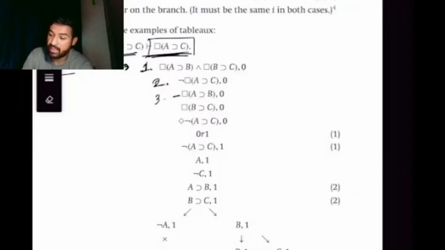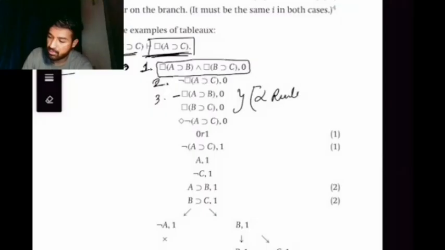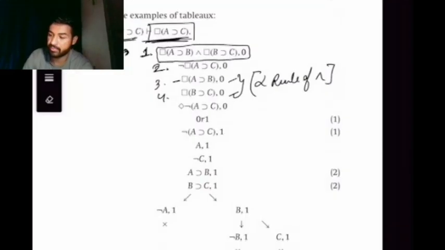So the first step was writing the premises, the second step was negating the conclusion, the third step is applying the alpha rule of conjunction on the first step. By applying the alpha rule of conjunction, I write this and this, the third and fourth step, right? Because the alpha rule of conjunction says that A and B can be written as A, B in a stacking manner, and this whole thing, box A implies B, is our A here, and this whole thing, box B implies C, is our B here. So I can write 3 and 4 as box A implies B at 0 and box B implies C at 0.